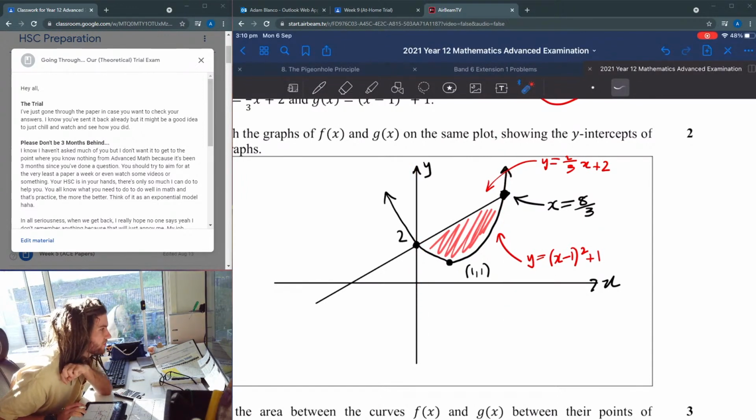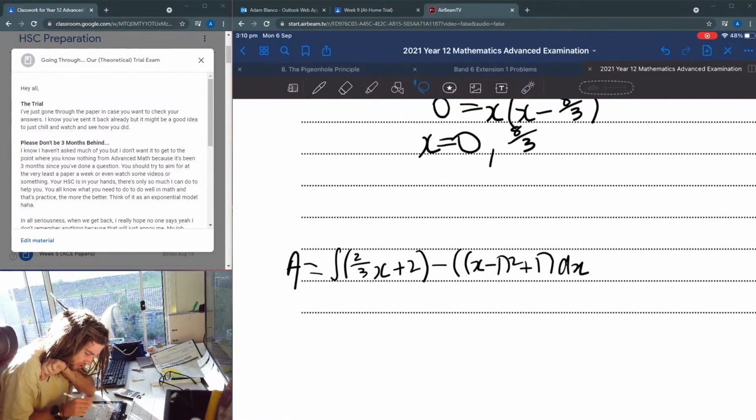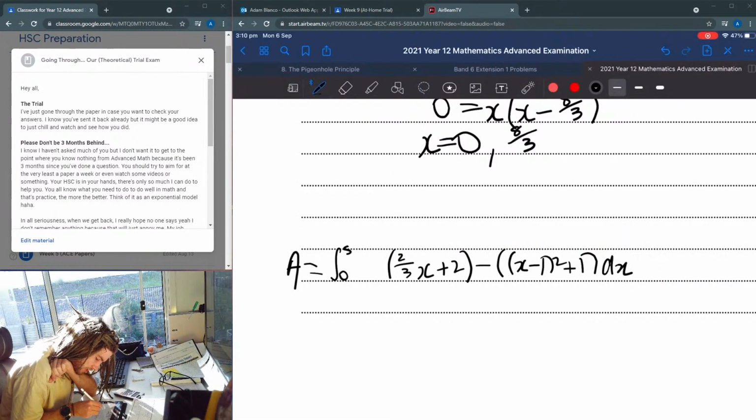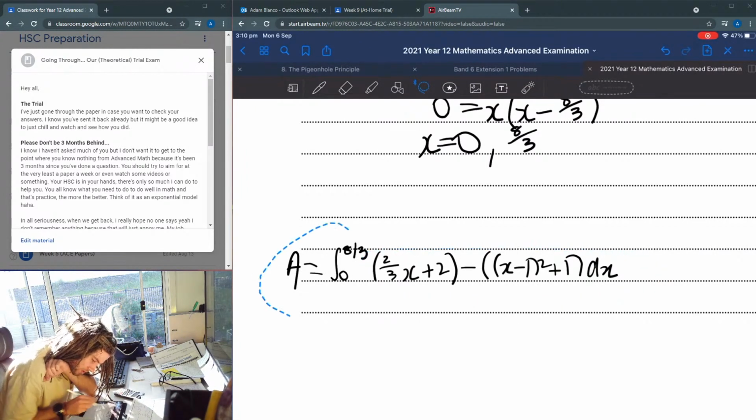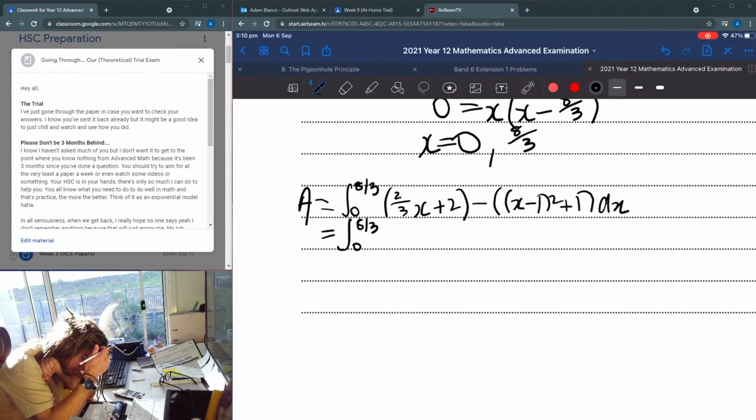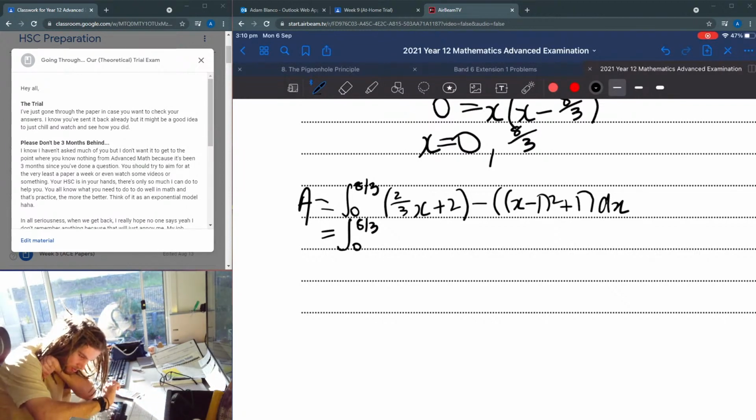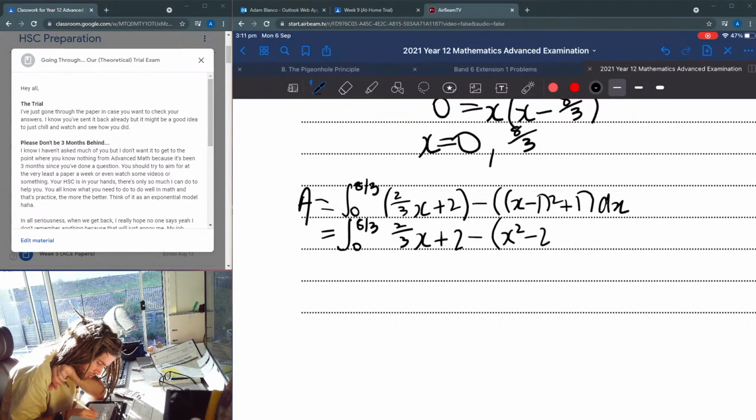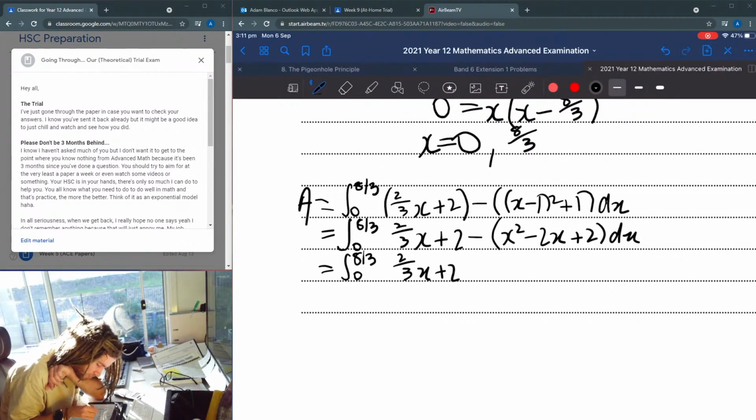Let me make sure that's right, so I don't want to go much further if that's wrong. Yeah, okay. So I need to integrate this between 0 and 8 on 3. I've got to expand that again. Okay, 2 on 3x plus 2 minus (x squared minus 2x plus 1 plus 1). Just going to be really careful here. So 2 on 3x plus 2 minus x squared plus 2x minus 2 dx.